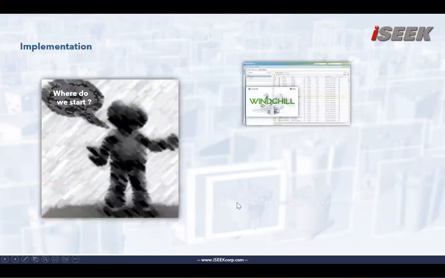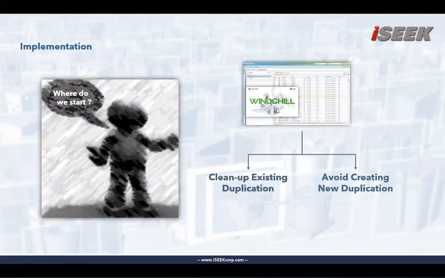One of the questions that's commonly asked is, when we adopt geometric search, should we prioritize the cleaning up of our existing duplication, or should we implement tools and procedures to avoid the creation of new duplication? And the answer is that it really comes down to the goals of the organization, but for the sake of argument, let's focus on cleaning up existing duplication first.